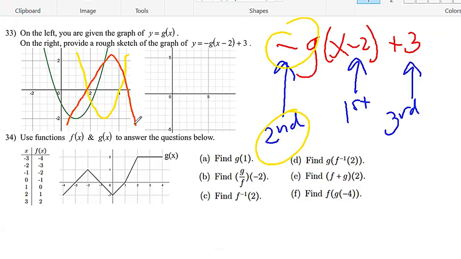Let me try that again. That wasn't too good. Yeah, that's not too good either. A little better. So our second move, our vertical reflection, that's the orange.